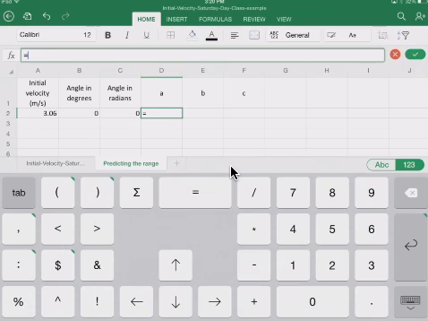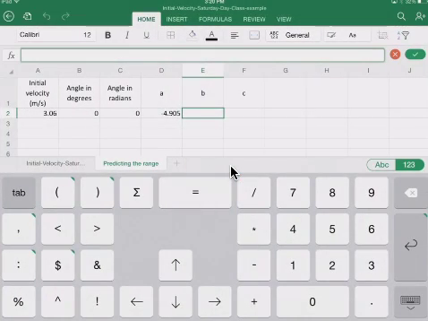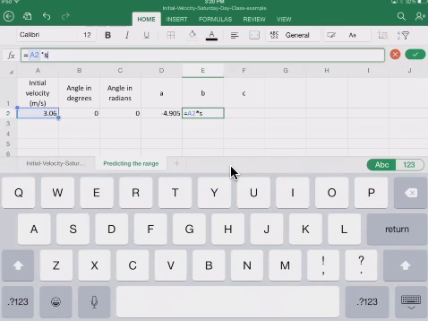So I'll just say equals a negative 1/2 times 9.81. It gives me that value. And then b is, if I just slide over, v naught sine theta. So we have our initial velocity. That means this is going to equal our initial velocity times sine of the angle. And the angle needs to be in radians. And we have that already right here. And so I can just say return.